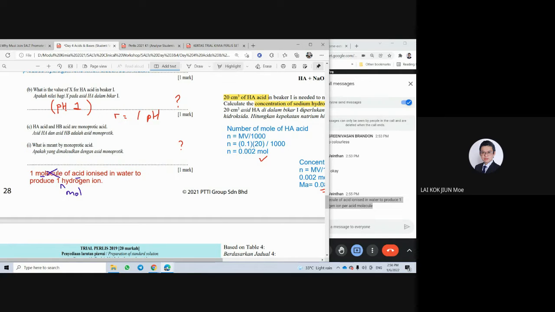Heavy can produce one mole here. Oh, okay. This one, be careful. The terms and keywords are important.